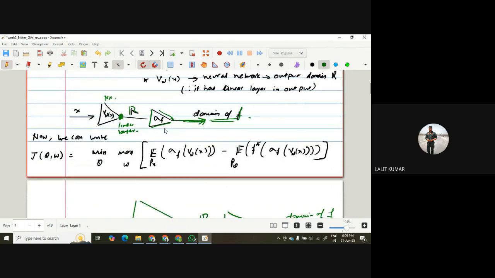So now we can write this loss function in the same way. This was our T_w(x), so we have replaced it here. This is our T_w(x), and we have replaced it here. So this is number three.